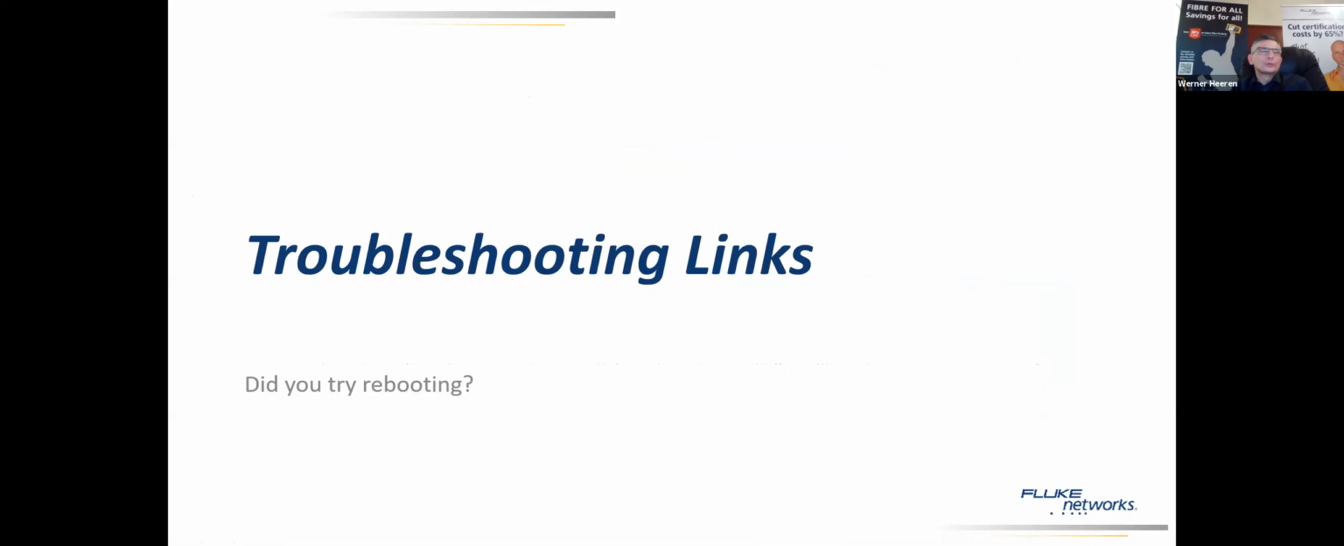So how to troubleshoot links on PON? Of course, the first question always when there is an issue and you go to the TAC or to the help desk: did you try to reboot?